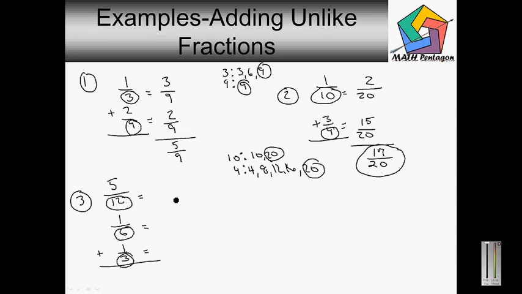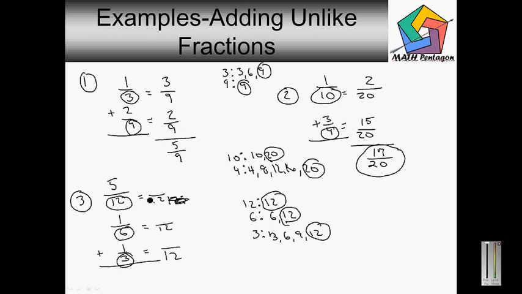So we've got to find the common denominator. So 12, let me write it over here. 12 times 1 is 12. 6 times 1 is 6, 6 times 2 is 12. 3 times 1 is 3, 3 times 2 is 6, 3 times 3 is 9, 3 times 4 is 12. And as you can see, the common denominator between the 3 numbers is 12. So our new denominator would be 12.